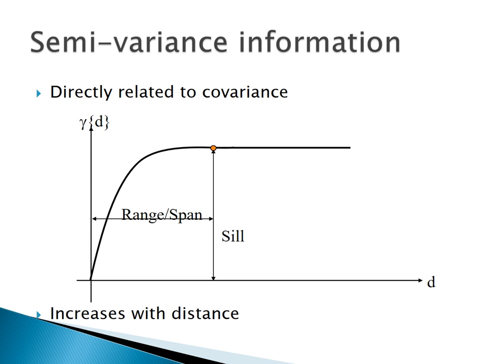The semivariance is directly related to covariance, but it kind of looks opposite, so it increases with distance. It does plateau, though. The plateau is what we call the sill, and the range, or span, goes from the unknown point location to that sill.